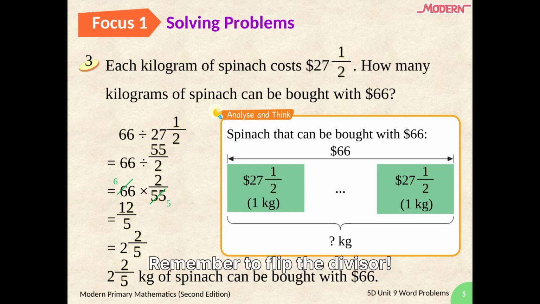Remember to flip the divisor. Simplify by 11. 66 becomes 6, and 55 becomes 5. 6 times 2 over 5 equals 12 over 5, or 2 2/5 kilograms. Always convert your final answer back to a mixed number for weight. It makes more sense than an improper fraction.